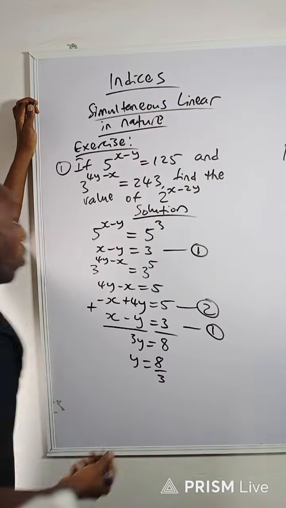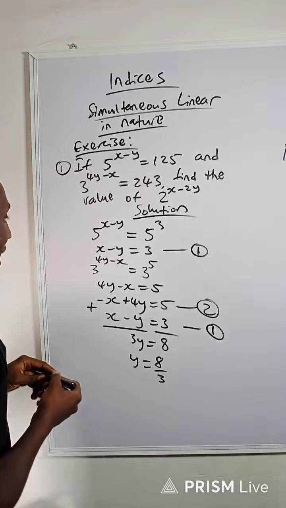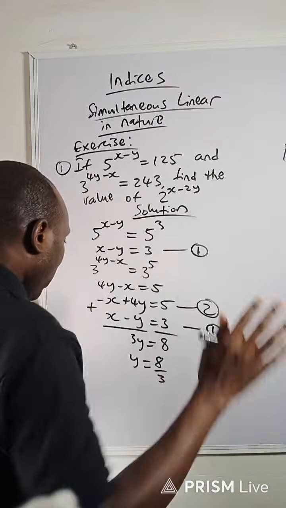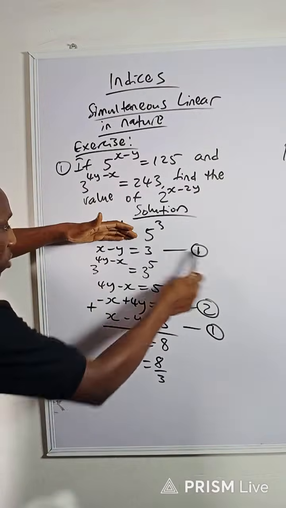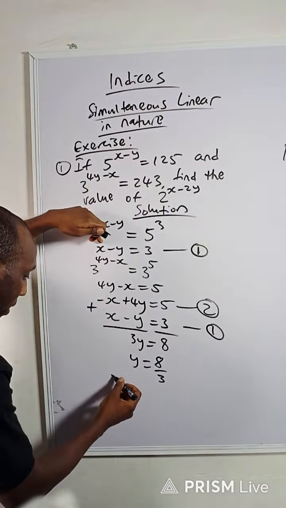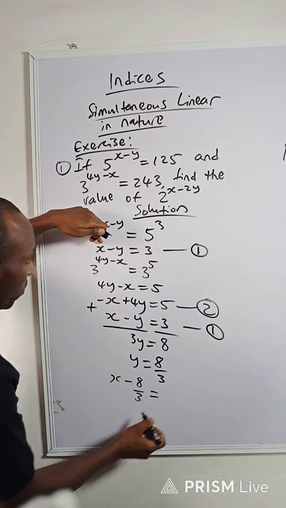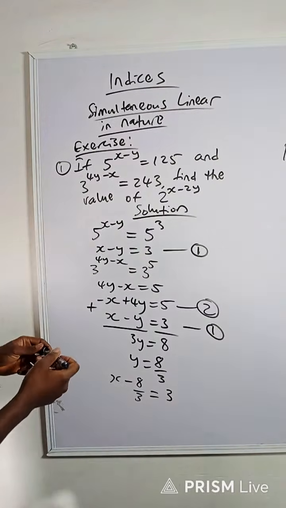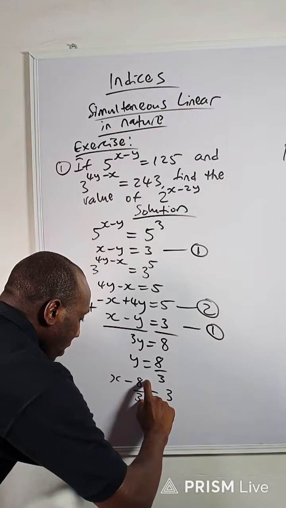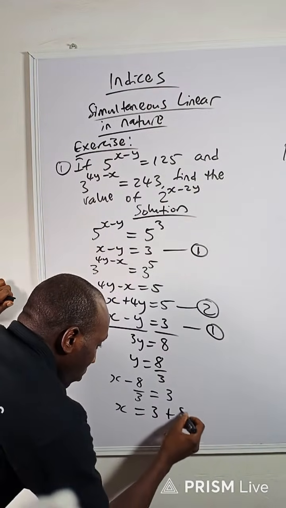This is the value of y. So we've gotten that already. Let's go get x. Again, I like using the simplest of the equations, which is equation 1: x minus y is equal to 3. X minus y, where y is 8 over 3, is equal to 3. So let's move negative 8 over 3 to the right-hand side. So you have x is equal to 3 plus 8 over 3.